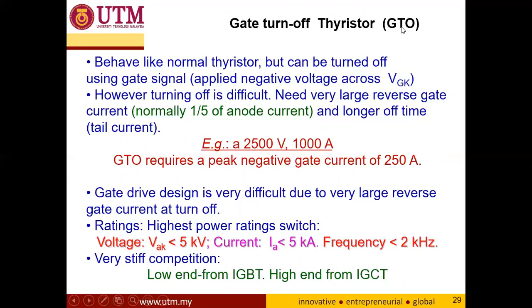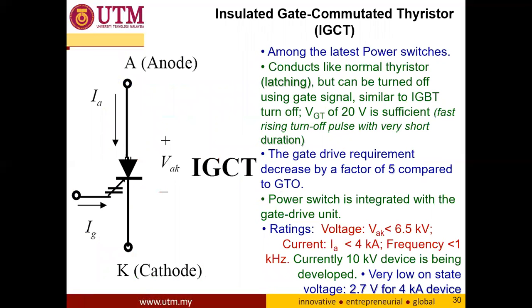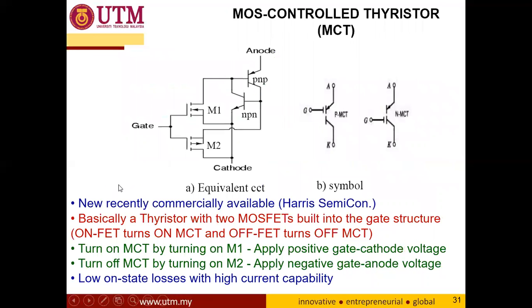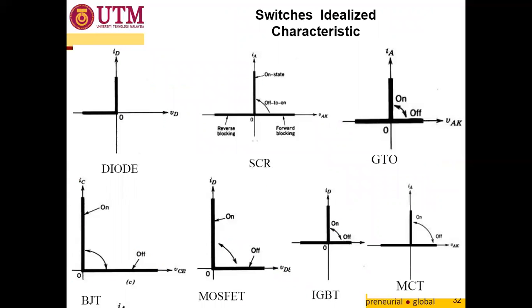But the popularity of the GTO is decreasing because we have the IGBT and also the IGCT. The IGCT symbol is similar to the GTO. And then we also have the MCT. So these we can consider as modern power devices.